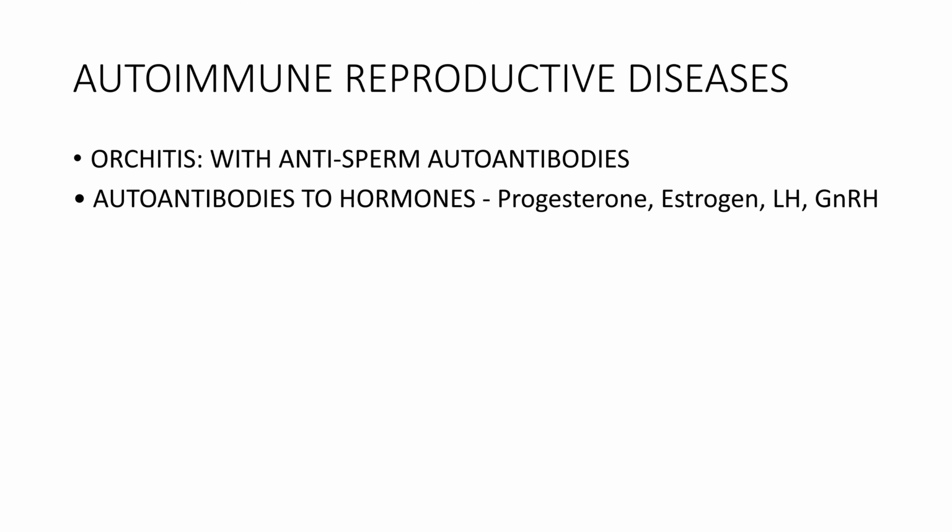So, autoimmune reproductive diseases. Here we were talking about organ-specific ones, such as orchitis. In this, the immune response develops with anti-sperm autoantibodies, resulting in an autoimmune reproductive disease. Autoantibodies to hormones are also seen, and they develop against progesterone, estrogen, luteinizing hormone, and gonadotropin-releasing hormone.